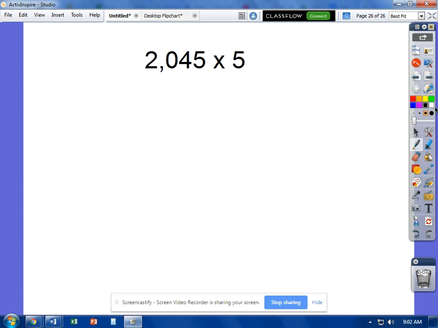Let's try another one. In this problem, I'm doing 2,045 times 5. So once again, the first thing I'm going to do is draw my box.